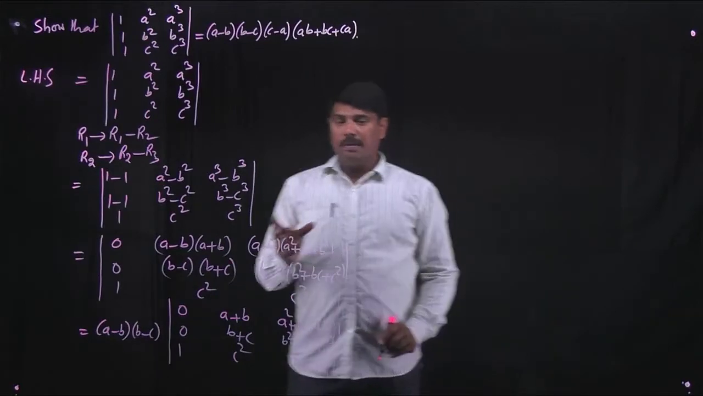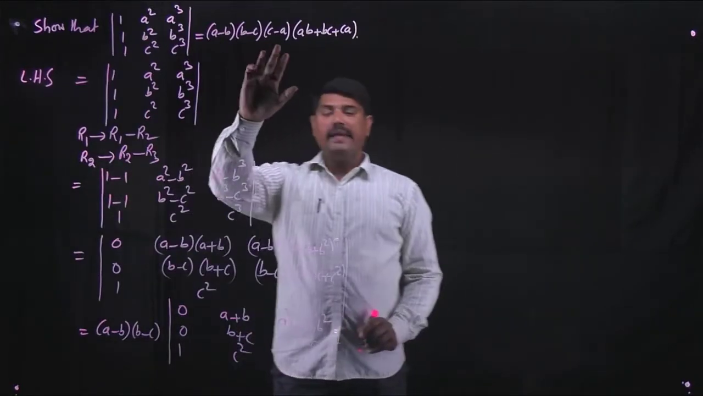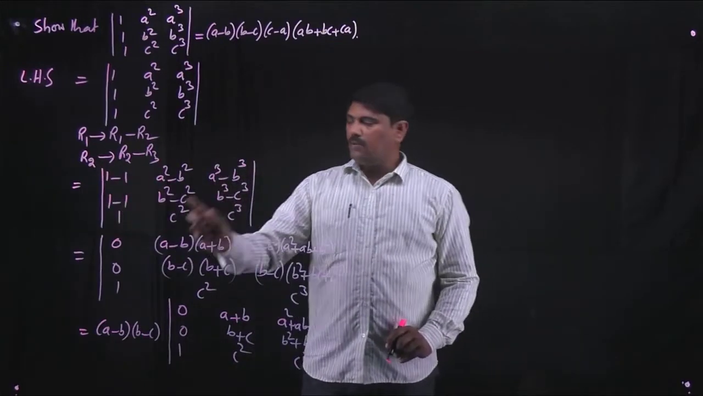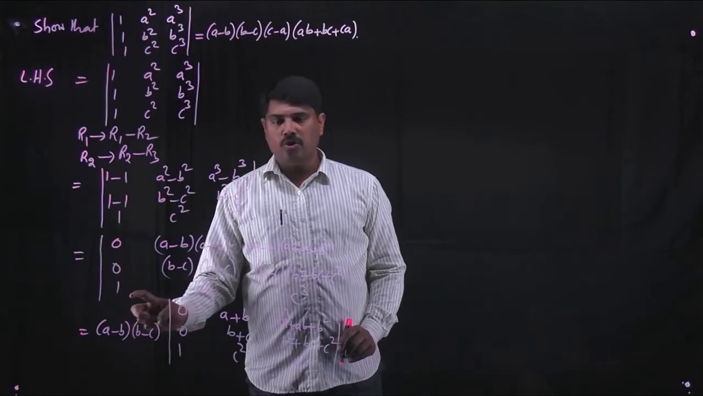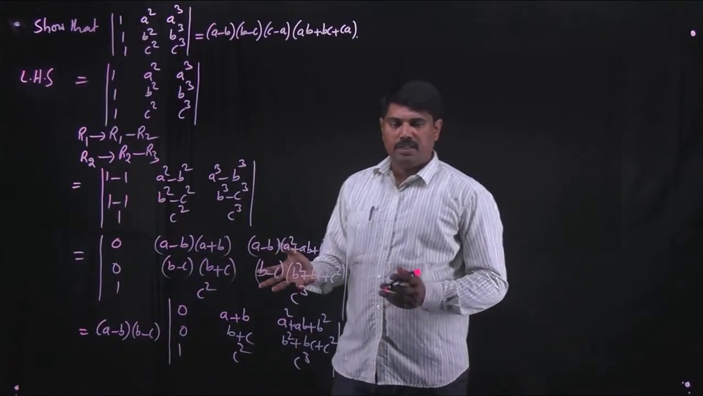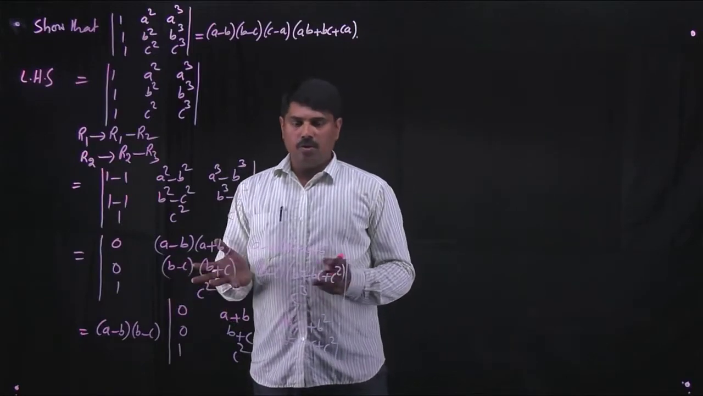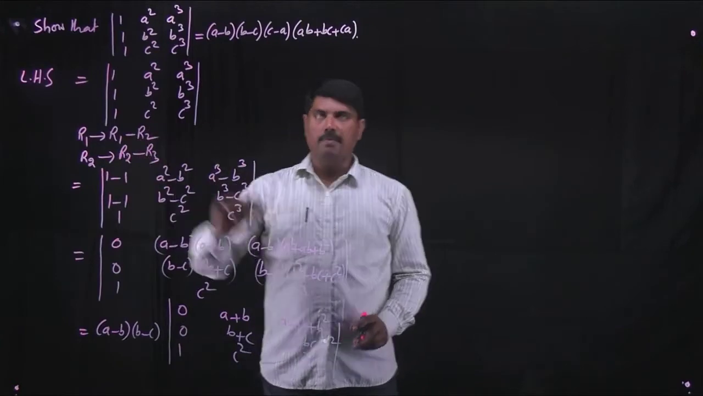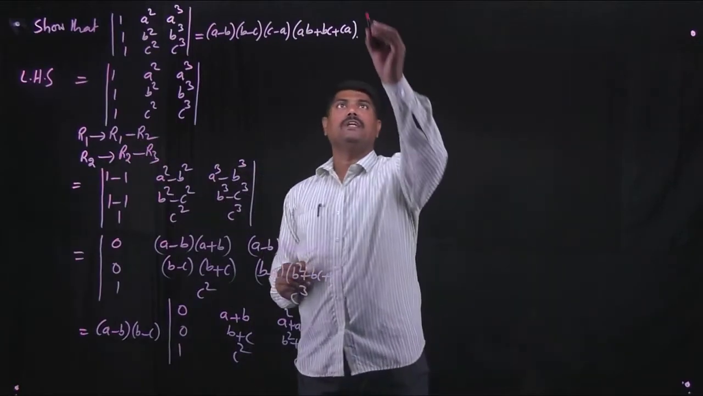And remember carefully, don't try to get the C minus A factor here. If you do that, this one also becomes 0. If all the elements of a row or column are zeros, the determinant will be 0. Then you will not get the answer. So you have to do only 2 applications. Remember that point. Later I am continuing from here.